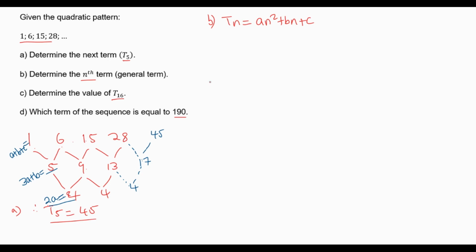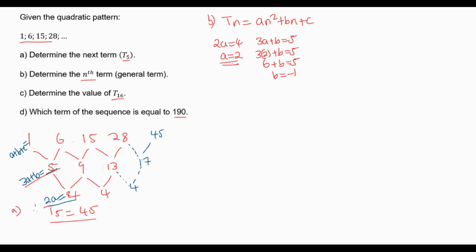Right, let's do that. So 2a is equal to 4, so meaning that a is equal to 2. We have our a. Then the second step is to equate 3a plus b to 5. But we already have our 2. So it's 3 times 2 plus b is equal to 5, meaning that 6 plus b is equal to 5. Therefore, b is equal to negative 1.